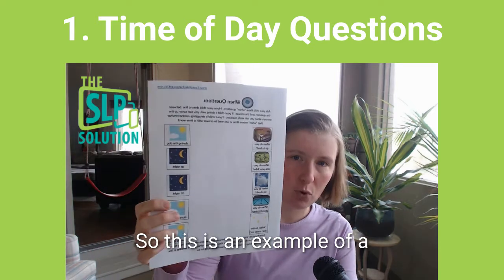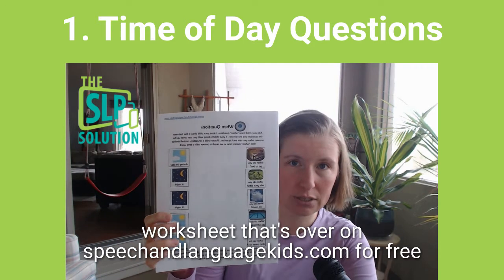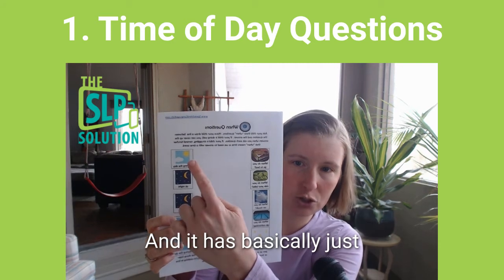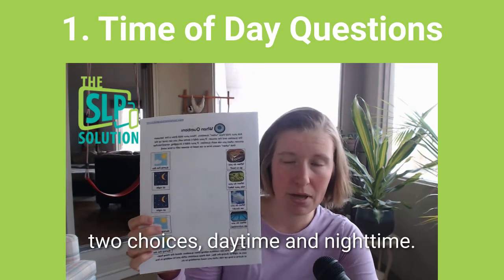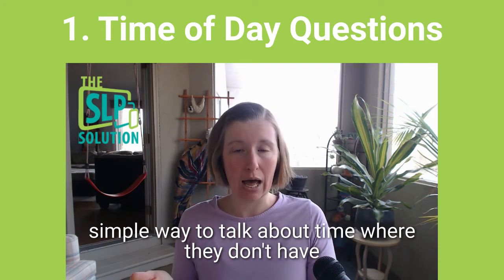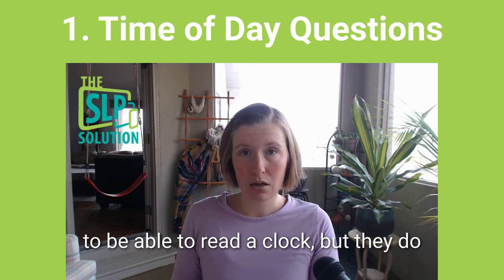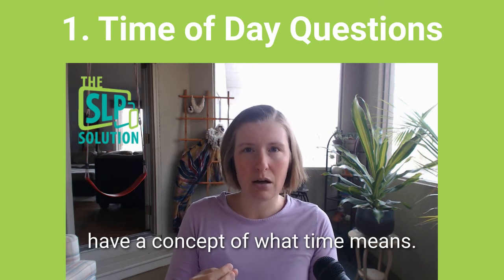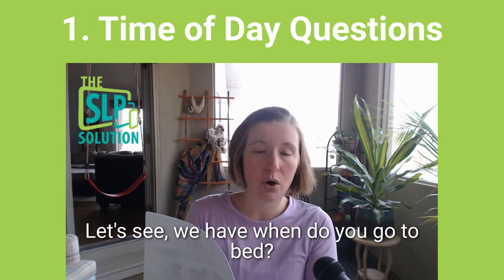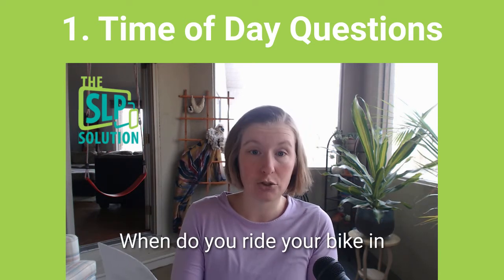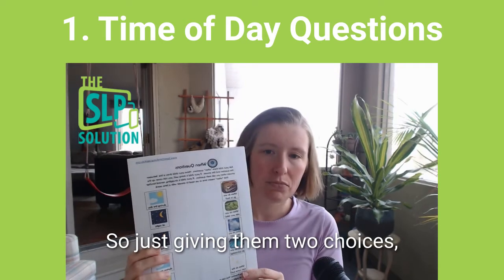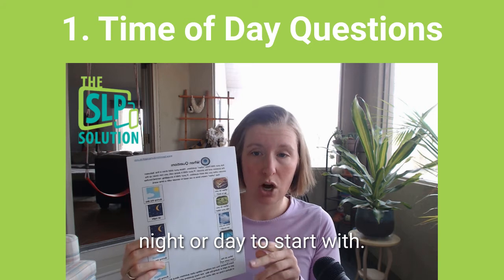So this is an example of a worksheet that's over on speechandlanguagekids.com for free if you want to download that. And it has basically just 2 choices, daytime and nighttime. And that's how we can start, because that's a very simple way to talk about time where they don't have to be able to read a clock, but they do have a concept of what time means. So let's see. We have, when do you go to bed? So that would be at night. When do you ride your bike? In the daytime or during the day. So just giving them 2 choices, night or day, to start with.